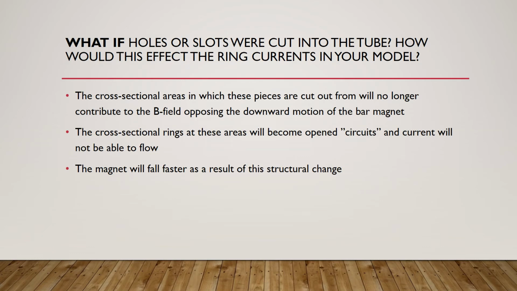Now, if holes or slots were cut into the tube, how would this affect the ring currents in our model? Now, if we look at the cross-sectional areas of our aluminum foil tube as rings once again, these holes will make them look more like open circuits, and there will be no induced current that will be able to flow through them. So the magnetic force contribution of these rings upward will end up being zero. So with less force acting against the fall of the magnet, we'll notice that the magnet will fall faster due to the structural change.